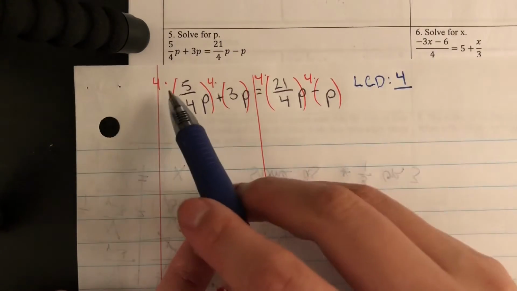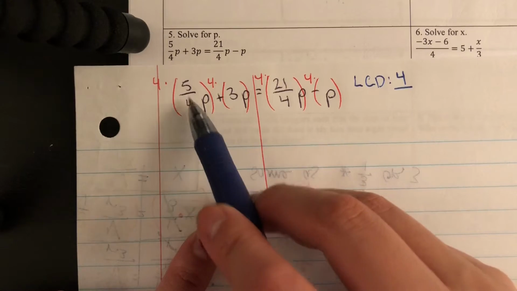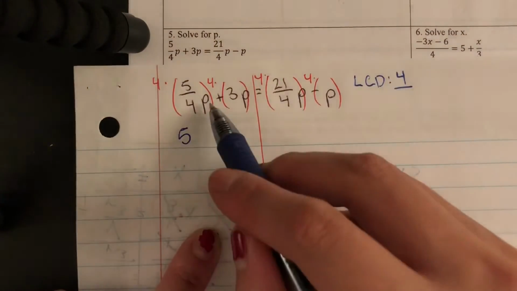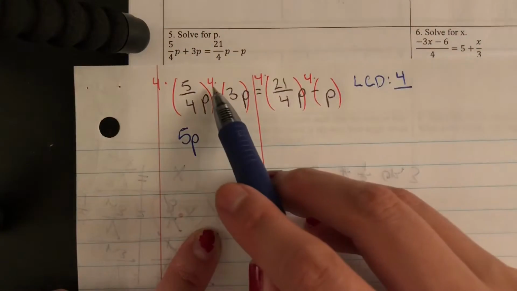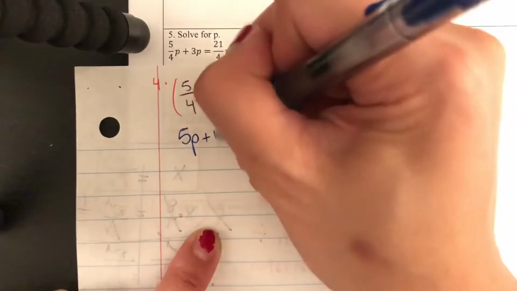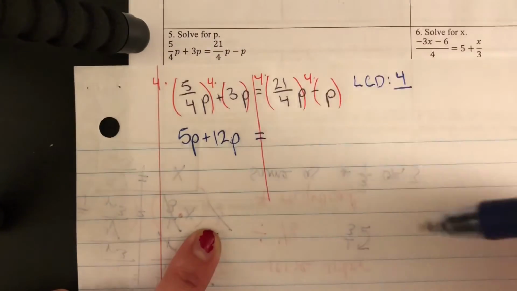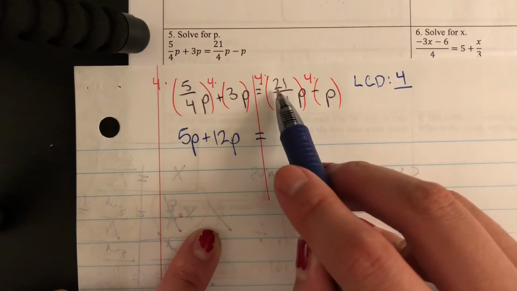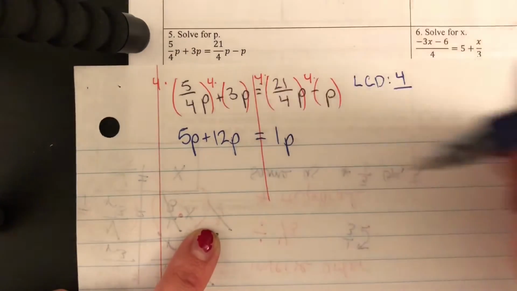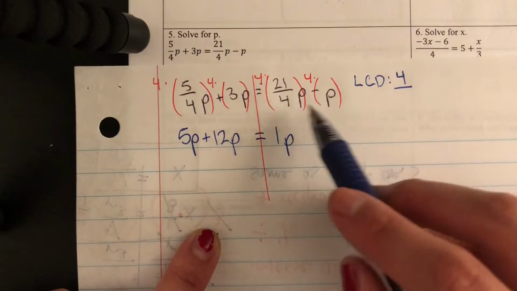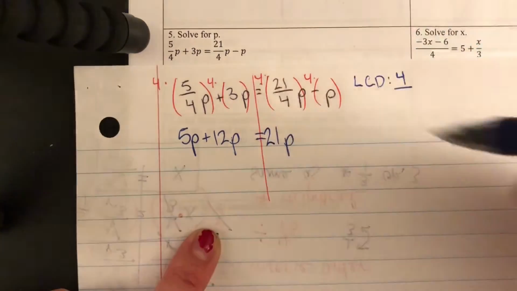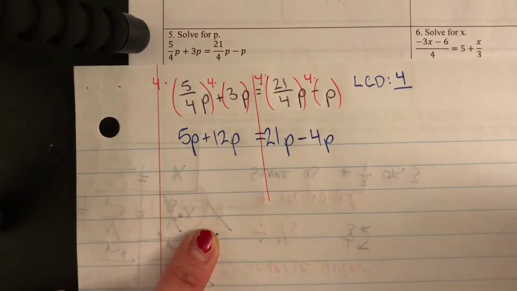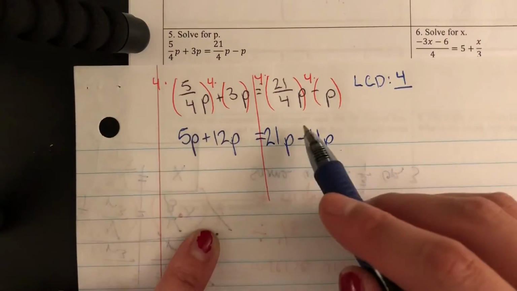The trick here is that 4 divided by 4 is 1, so I can just keep my numerator, multiply it by 1, which still leaves it as 5, and drop the variable p. Right here, 4 times 3 is 12, and I drop the p. Right here, these 4's, 4 divided by 4, also cancel. It's just 1, so 21 times 1 is just 1p. And over here, 21 times 1 is 21. And right here, negative p times 4 is negative 4p. This is much easier to solve than with the fractions, and I'm ready to go.